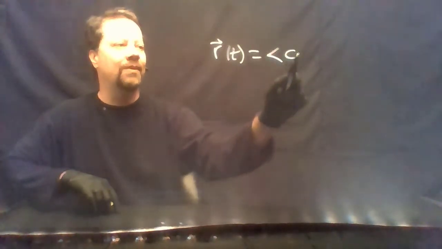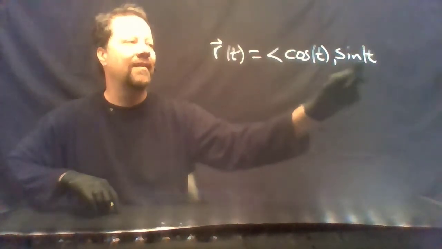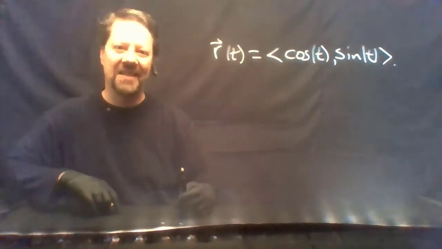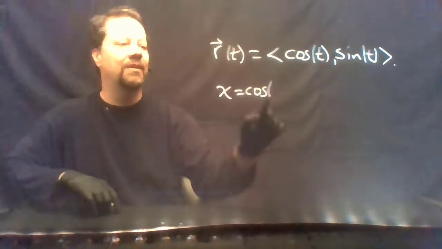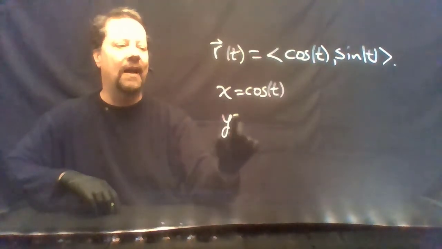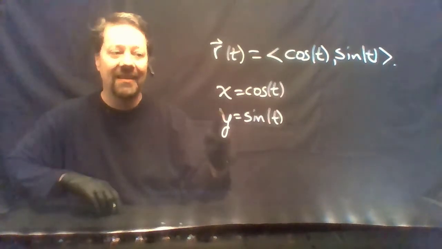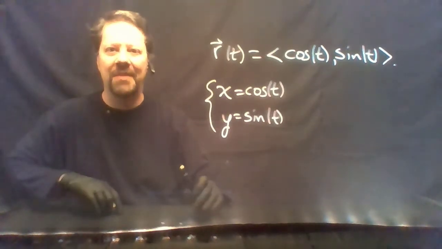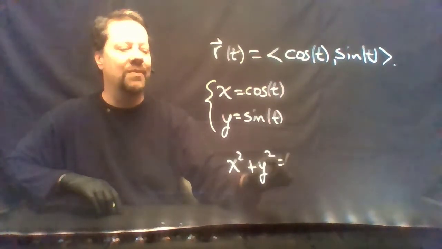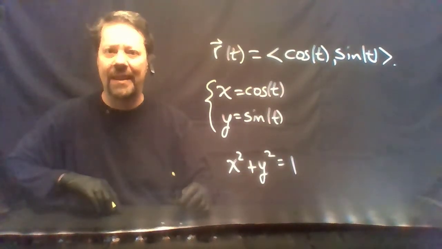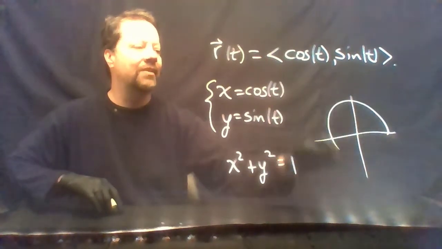r of t equals cosine of t, sine of t. You can see here we're setting x equal to cosine of t and y equal to sine of t. This is obviously a parametric curve, and it satisfies x squared plus y squared equals 1 due to the Pythagorean identity, which means we have a circle of radius 1.